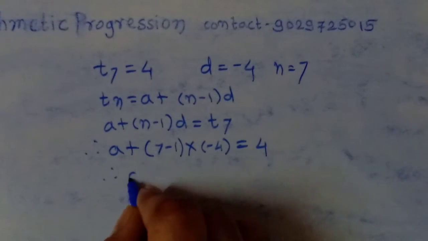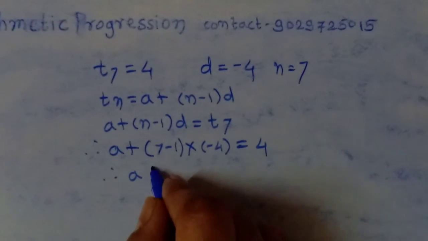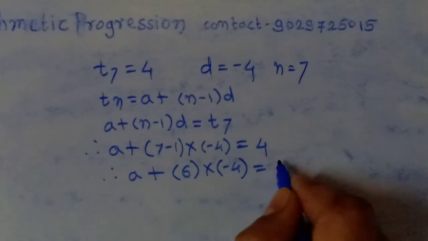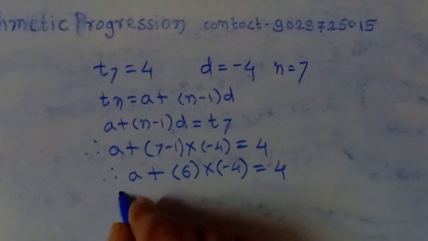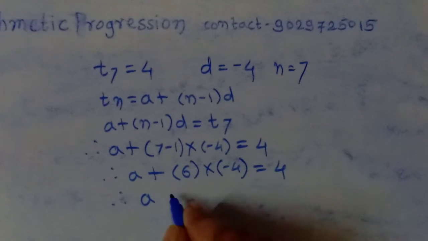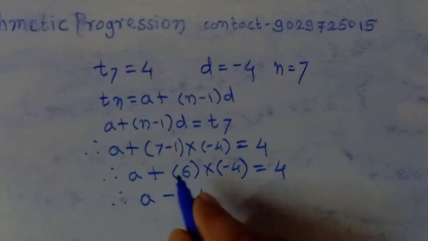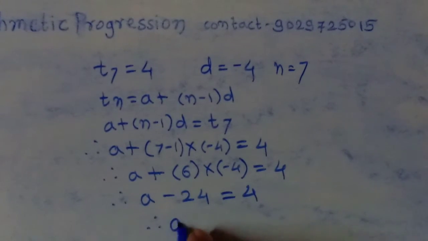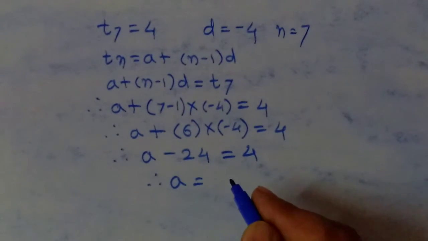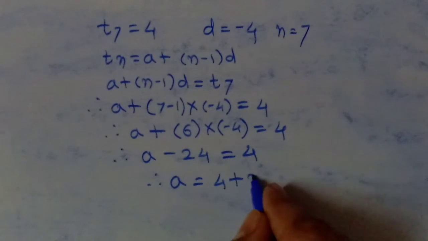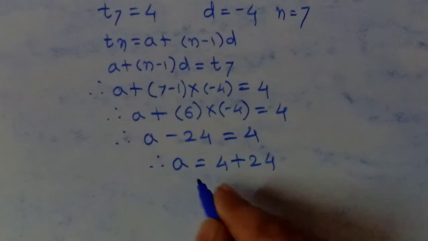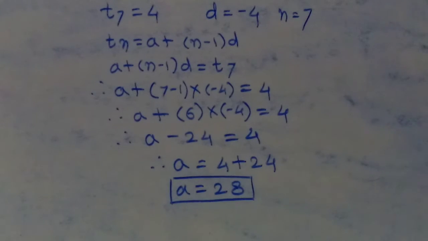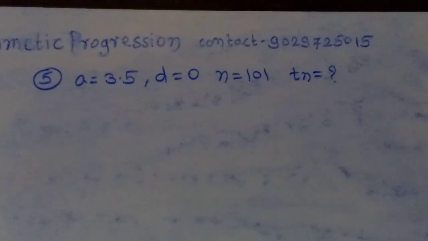Therefore a plus (7 minus 1) is 6, into -4, is equal to 4. Therefore a minus 24 = 4. Why is it minus? Because plus times minus is minus. Therefore a = 4 plus 24, that is, the value of a is 28. Very easy question. Now see question number 5.